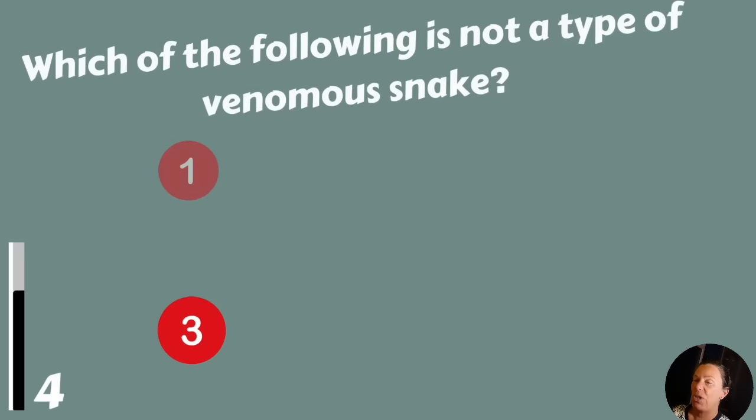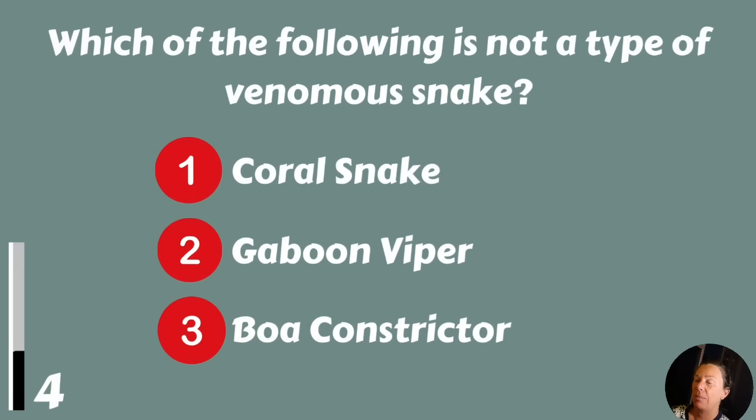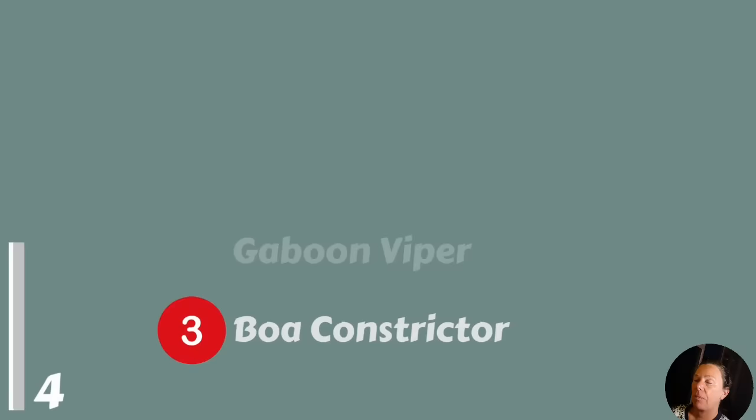Which of the following is not a type of venomous snake? Coral snake, baboon viper, or boa constrictor? Boa constrictor.